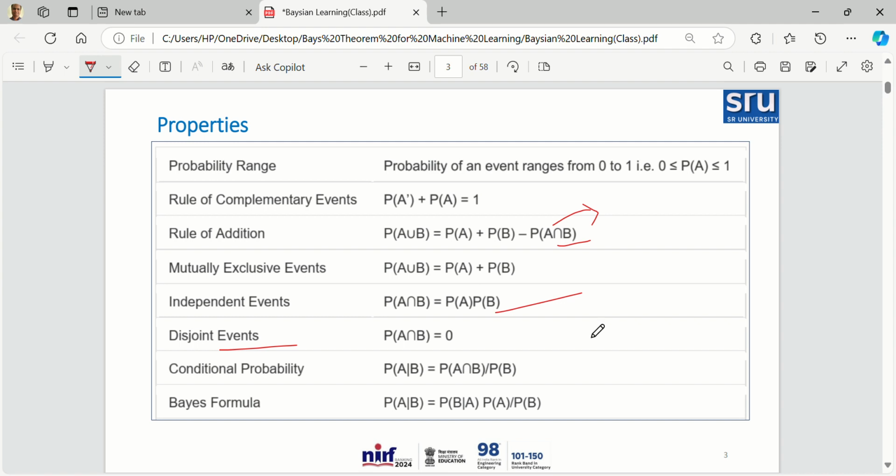Bayes formula is an extension of the conditional probability. So probability of A given B is equal to probability of B given A times probability of A divided by probability of B. That means the event B is already known, and you have to predict or find the probability of A.